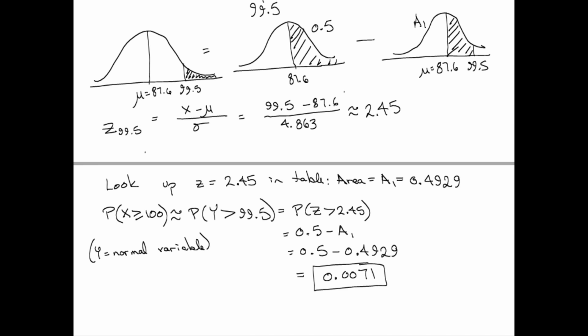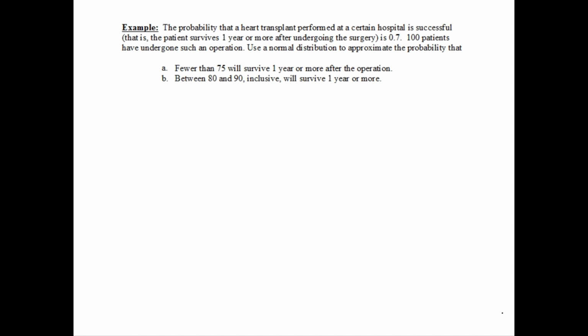Let's do another example. Let's suppose that the probability of a heart transplant being successful is 0.7, and success is going to be defined as having the patient survive at 1 year or more after undergoing the surgery. 100 patients have been through such an operation. We're going to use a normal distribution to approximate the probability that fewer than 75 will survive a year or more after the operation, and that between 80 and 90 will survive a year or more.